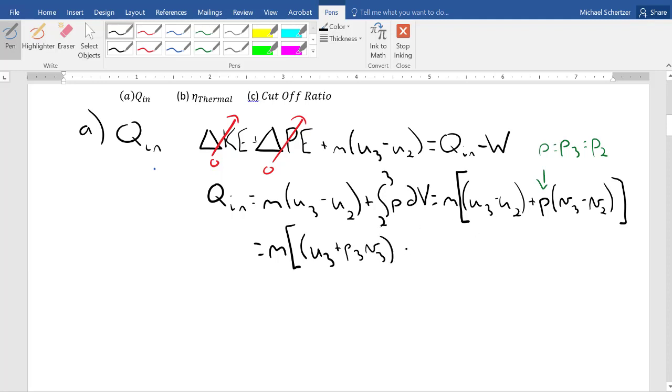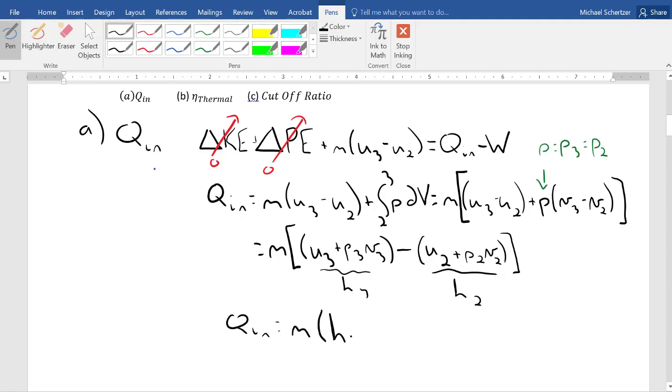Right? And now I'm going to make this minus both of these. Both terms to do with state 2 are negative, so I'm going to bring the negative outside the bracket, and this is going to become U2 plus P2 V2. Now, through the magic of knowing thermodynamics, I know that this term is H3, and this term is H2. So Q in is going to be M times H3 minus H2.